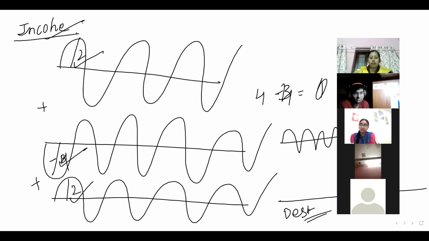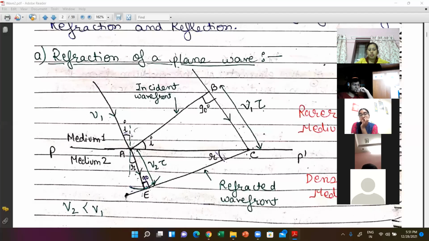Now come to here. I am giving you the area. What do you mean by this word? Reflection and refraction. Who will tell me?